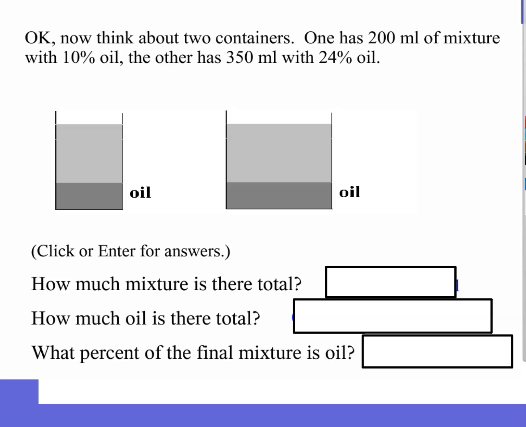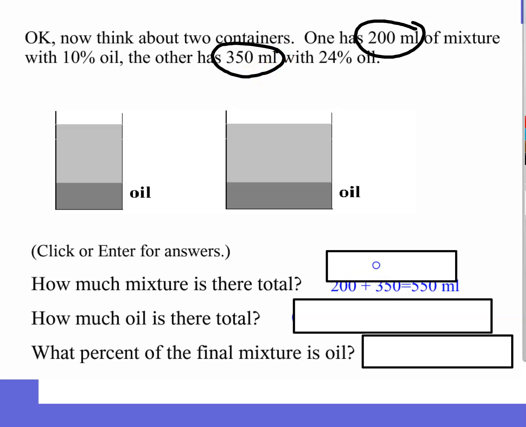Okay, so we're going on with the idea of mixtures, and this is part 2. This is where I'm going to be working backwards, but before I do that, I want to give you a quick review about how to work these things forwards, what I might call a forward problem, where I'm mixing two amounts of stuff, and I'm trying to find out what am I going to have at the end. Okay, so in this case, I've got a mixture that I'm making that one container is 200 milliliters, and one's 350 milliliters. So if they ask the question, how much mixture is there total, that's pretty easy.